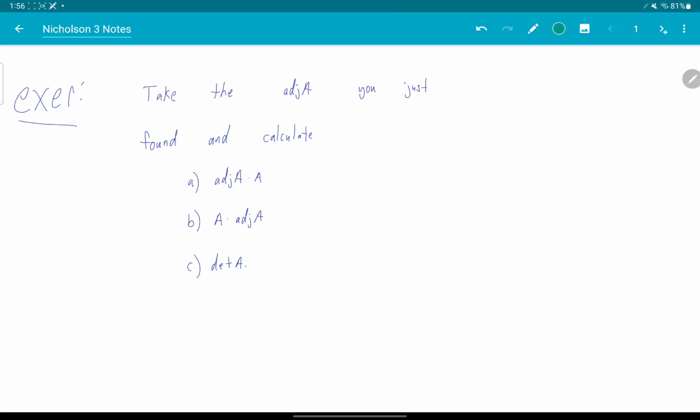All right, give this exercise a try. So, if you are careful, you should be getting 3 times the identity here, and also 3 times the identity here, and quite magically, a 3 here. Well, no, it's not magic.